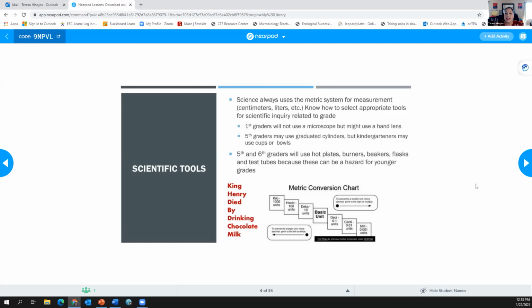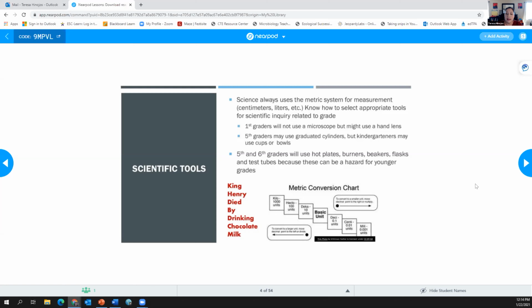But I guess the most hazardous things that we would be working with would start in fifth grade, and those would be hot plates, burners that actually have a real flame, beakers that are made out of glass, flasks, those are made out of glass, and test tubes. So you don't want to mess with those with the younger grades because if they drop them, they break them. That's a hazard. They can get hurt.